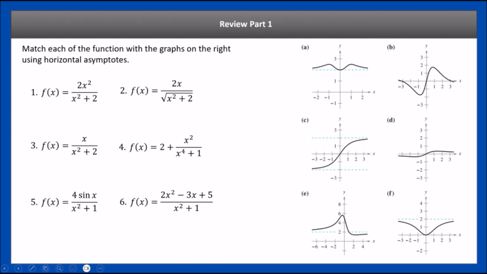All right, that is it for the lesson, guys. So now we are just looking at review. We're reviewing the concepts. My suggestion is pause the video and see if you can answer these questions. You're matching the graph to the function by essentially doing a limit at infinity for each of these.